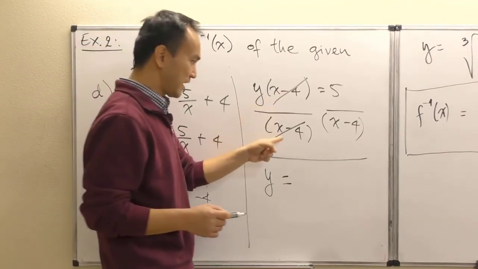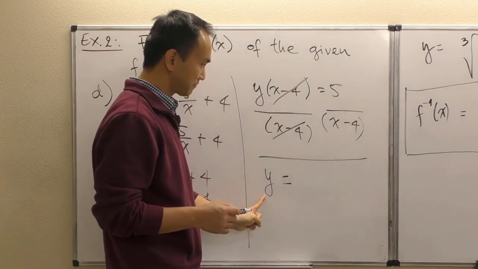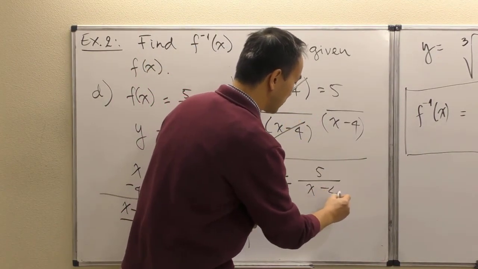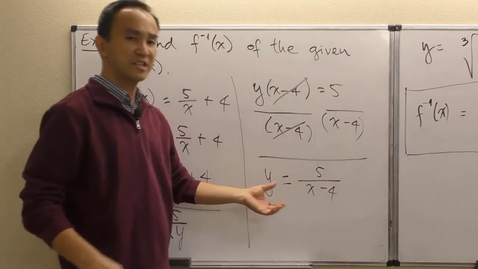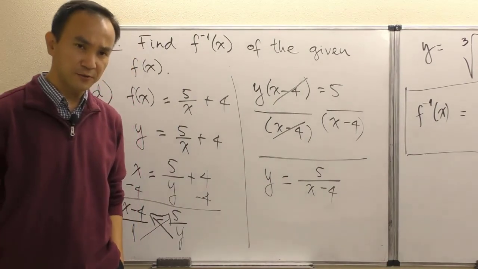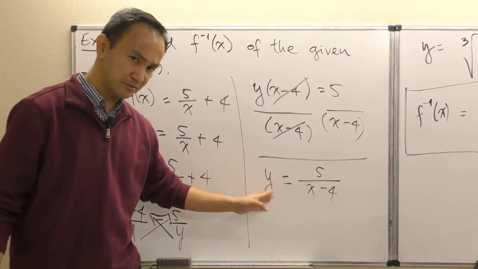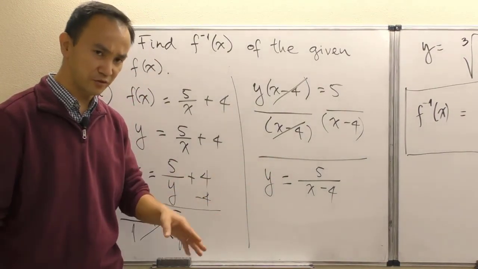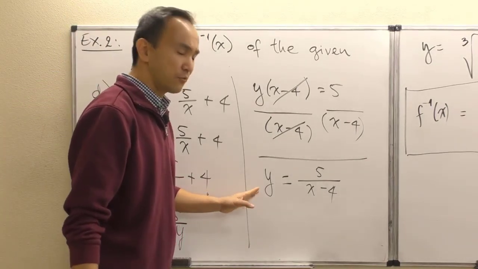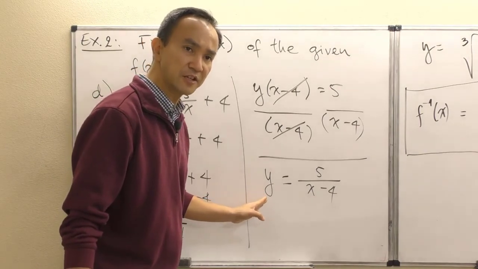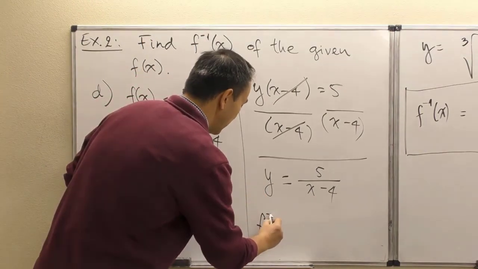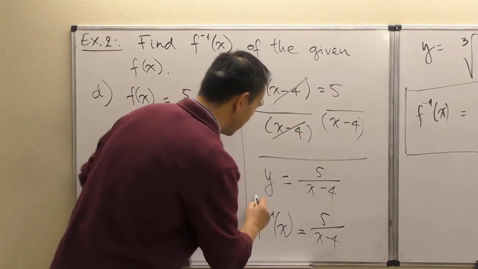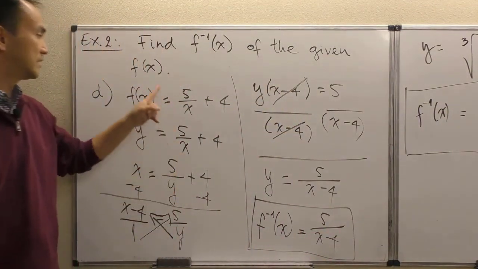Now canceling out the x minus 4, my left hand side becomes y. Dividing both sides by x minus 4 gives me 5 over x minus 4 on the right hand side. So this is what my equation has become: y equals 5 over x minus 4. The y variable already stands by itself on the left hand side, so we're very close to the final answer. At the last step, we replace this y variable by the f inverse symbol. So now f inverse of x is going to be 5 over x minus 4. That's how I have found the inverse for this function.